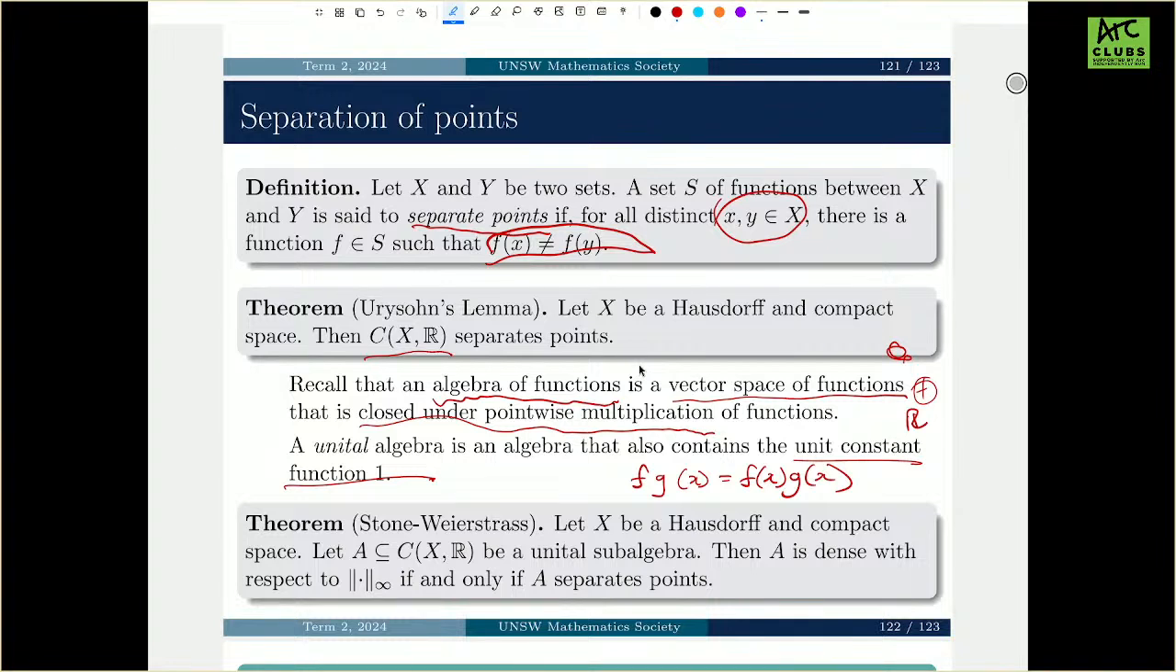Okay, Stone-Weierstrass theorem. Let X be a Hausdorff and compact space, and suppose you have some subset A of continuous functions from X to R, and suppose that is a unital algebra. Then A is dense with respect to this norm if and only if A separates points.